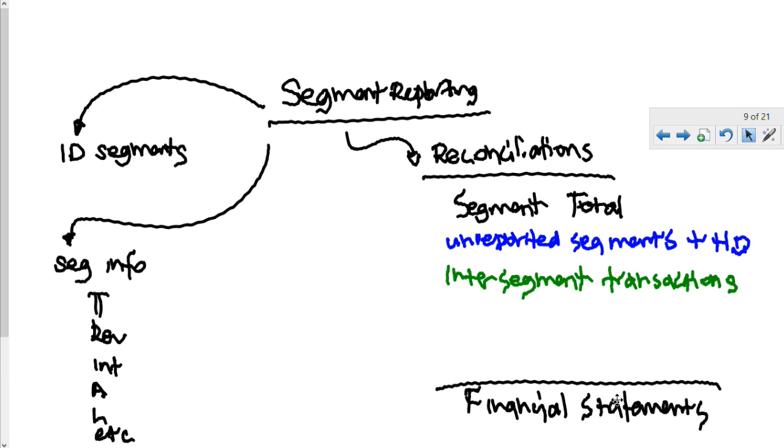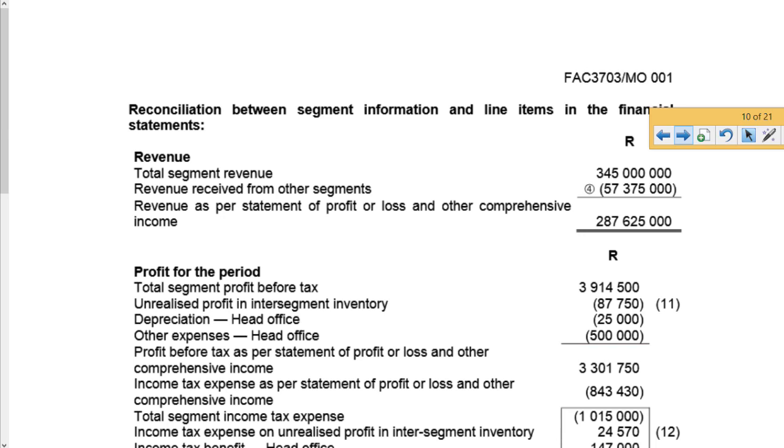Let's have a look at the example to have a look at the recon they prepare. So here's a recon, revenue. That's the revenue in my segment. That's the revenue in my financials. The difference is inter-segment revenue. Here's profit. There's the segment profit before tax. There's the financial statements profit before tax. What's making a difference? Unrealized profit in inventory, intercompany transaction. Depreciation and other expenses by head office. Head office costs, isn't it? It's a segment that is not reportable.